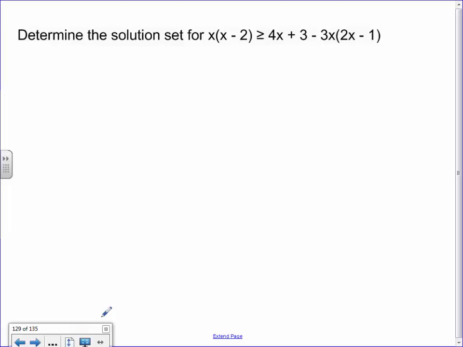Okay, so we're kind of putting this all together now. How do we solve this? Well, first things first. Ignore the greater than or equal to sign. Just make it an equal sign for now. We'll come back to it. If you FOIL this out, you get x squared minus 2x equals 4x plus 3 minus 6x squared plus 3x. So I FOILed it all out. I threw an equal sign in there.